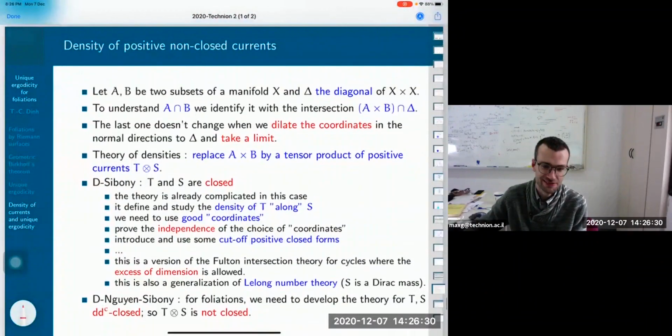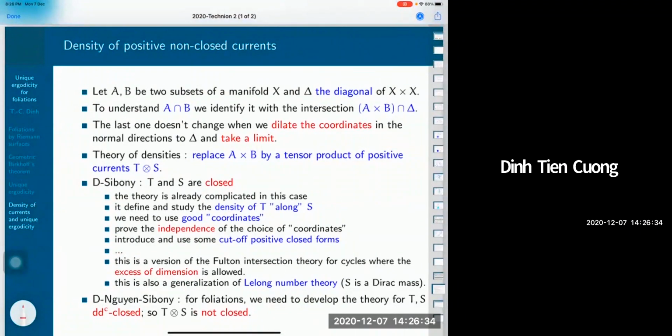So I just want to tell you about the key point in the proof. The key point in the proof is the intersection theory for currents. Let me give you a very rough idea about this. Assume that you have two subsets A and B of some manifold X, and assume that delta is the diagonal of X times X. Now you want to consider the intersection of A and B. How to see the intersection of A and B? You can identify this with the product of A and B intersected with the diagonal. So this is trivial.